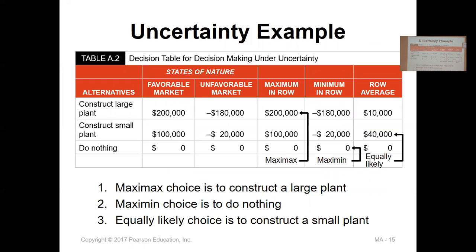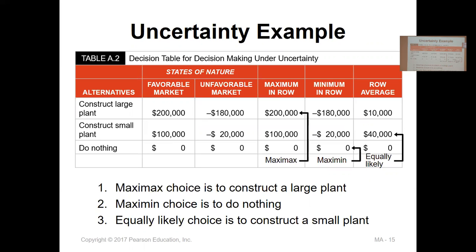So again, in quant we look at more like a Hurwitz or weighted average and those kinds of things. But in this way, we're just going to look at these three examples: the Maximin, Maximax, and equally likely. If you're doing a Hurwitz or a weighted average, you do that out, just keep the table going to the right.